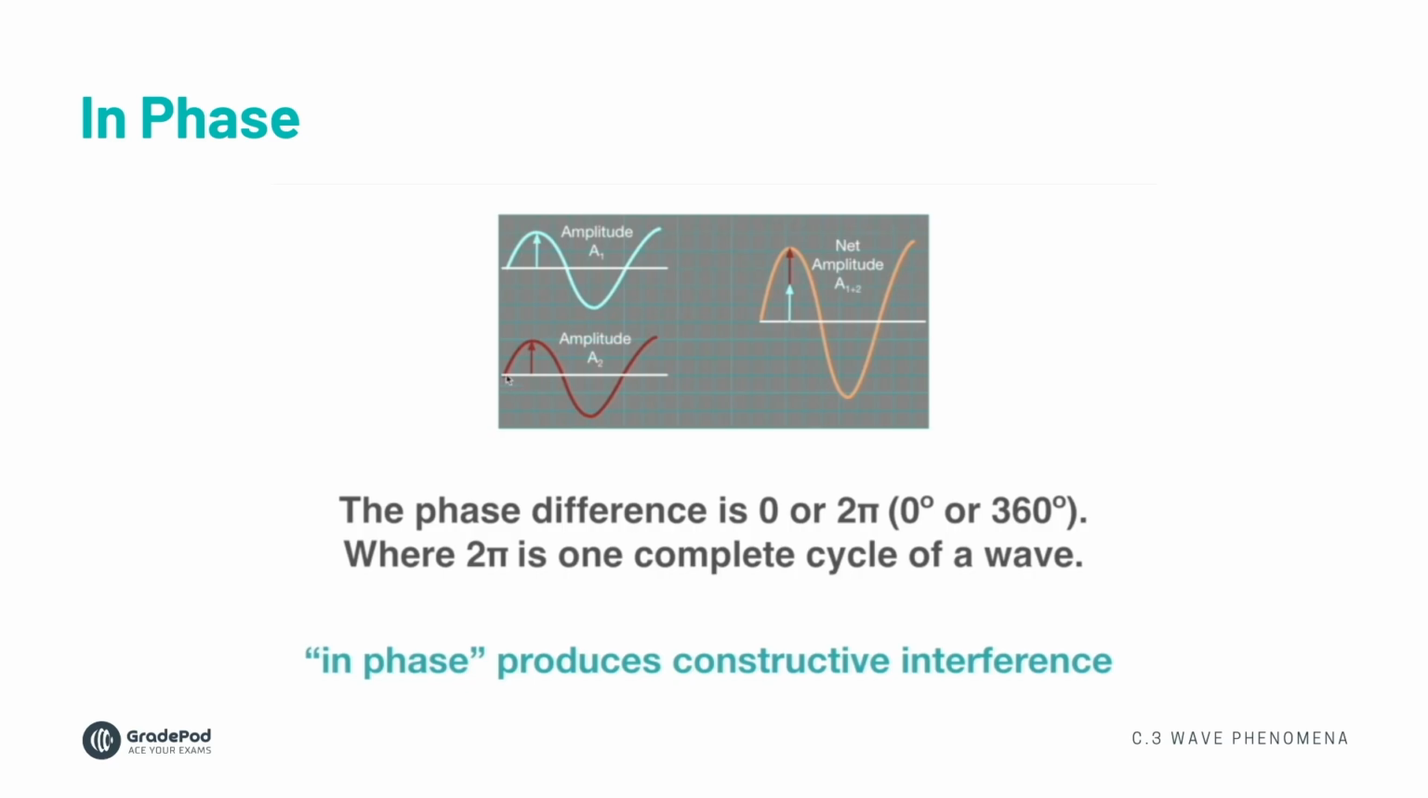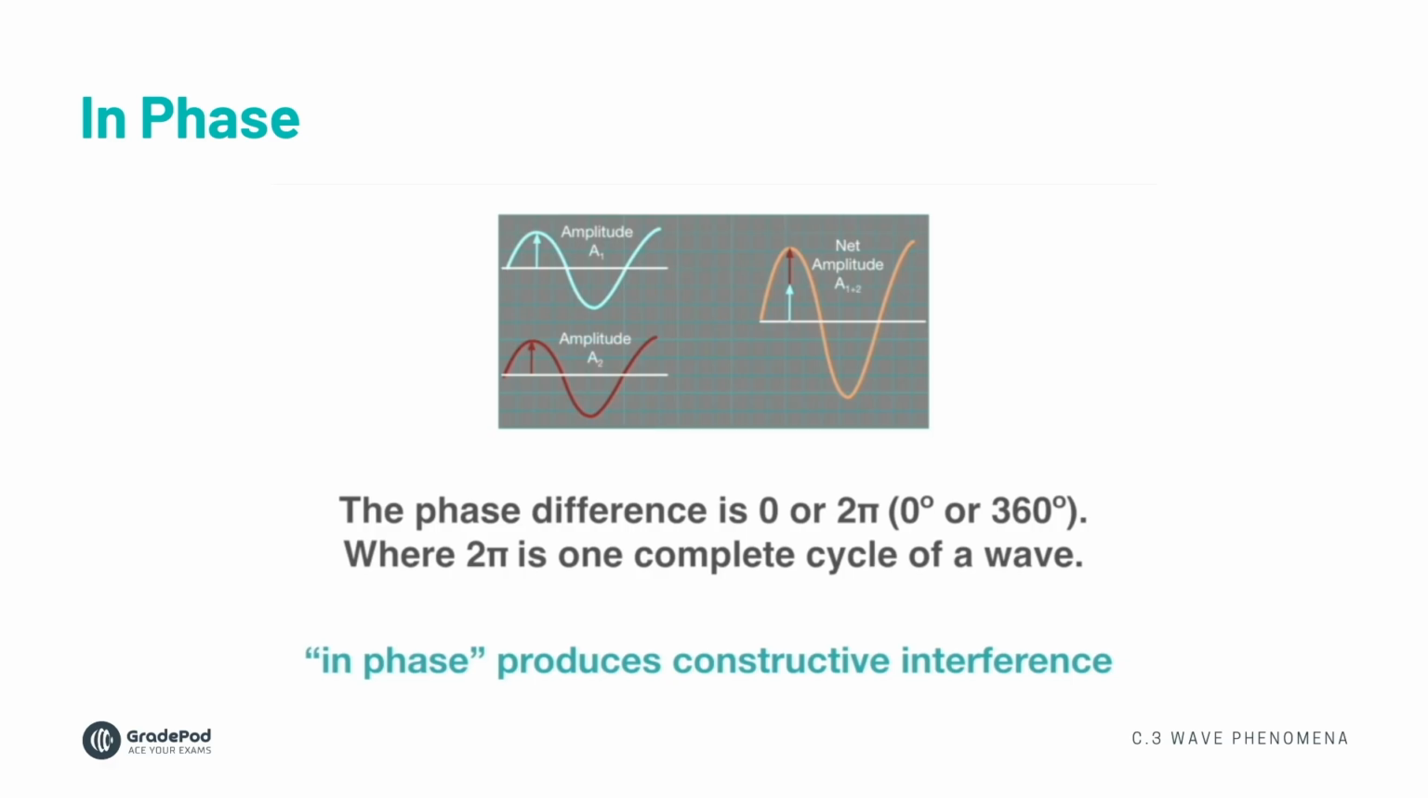And we can see that there's no phase difference between this wave and this wave. They're both at exactly the same stage in their cycle. So the phase difference of these two waves is either 0, because they're at exactly the same stage of the cycle, or 2 pi, or 4 pi, or 6 pi, a multiple of the phase. And the phase difference of 0 or 2 pi gives constructive interference, as we saw before. So when waves are described as in phase, it produces constructive interference.